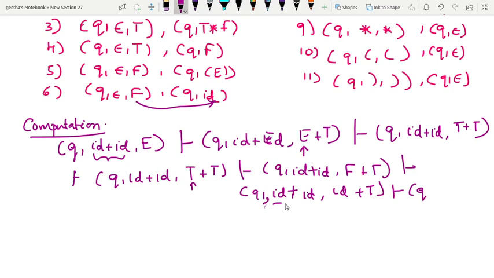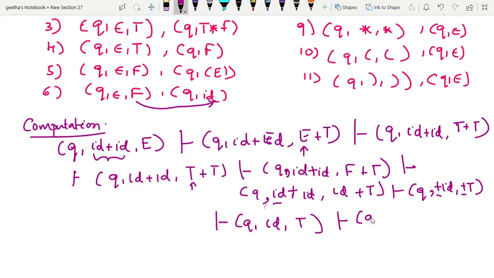So Q, comma, plus ID, comma, plus T. Now again plus is going to match at this point. Plus is also matching, so we can remove that from the input as well as from the stack. Then ID, comma, T is what is remaining.